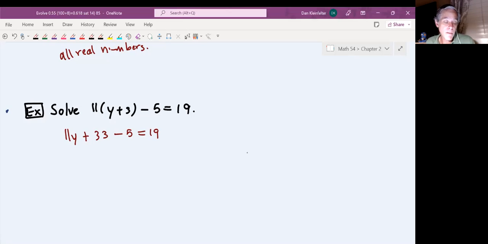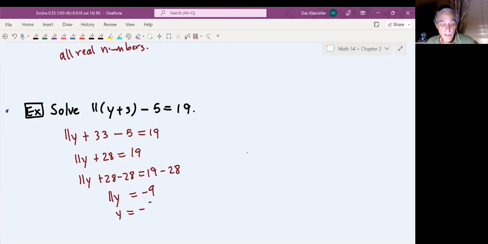Now combining terms on the left side, we have 11y, 33 minus 5 is 28. That's equal to 19. We're going to subtract 28 from both sides. So on the left side, we'll just have 11y, and then 19 minus 28 is going to be negative 9. Once you divide by the 11, you should get negative 9 elevenths. So our solution is negative 9 elevenths, and this is a conditional equation.